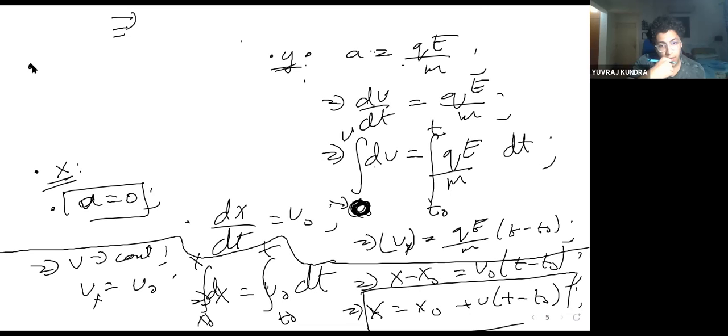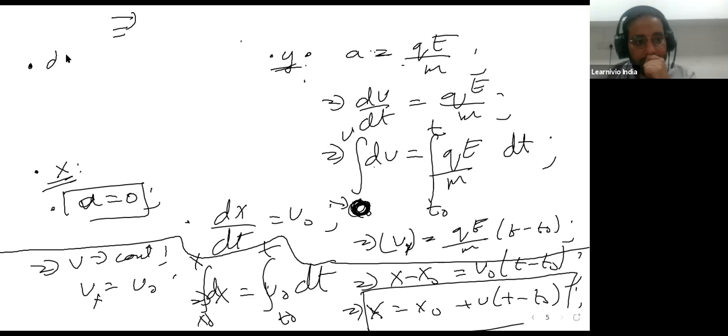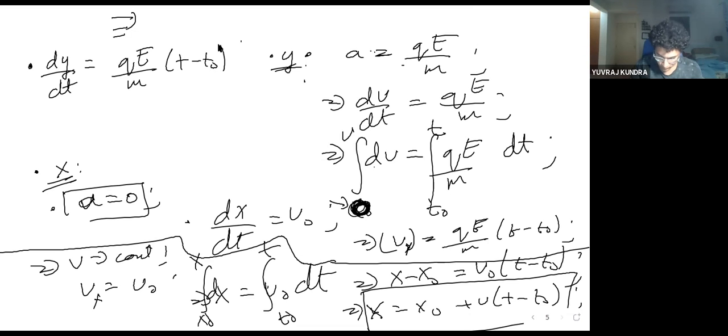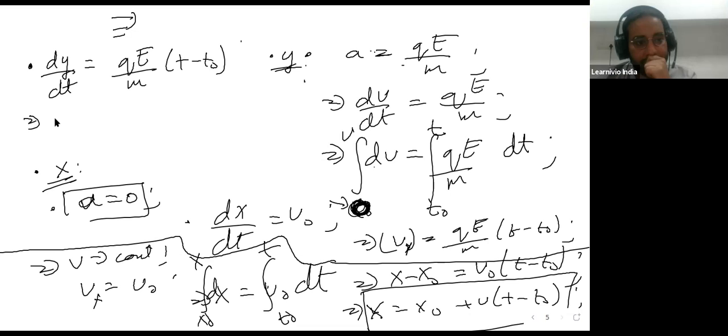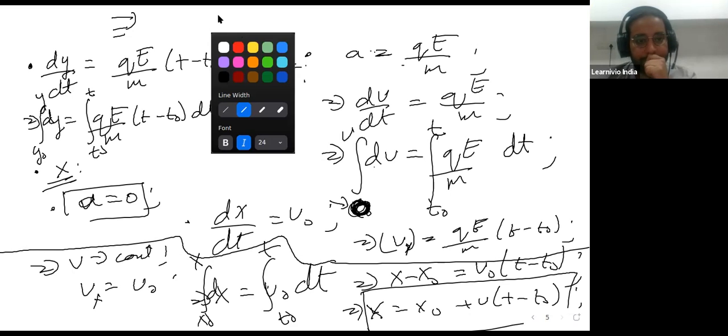Integrating this, we got this. So dy over dt, we can write as qE over m times (t minus t naught). Taking it on the other side, what do you get? You get dy is equal to qE over m times (t minus t naught) dt. From where to where? From some y naught to some y, and from some t naught to some t.